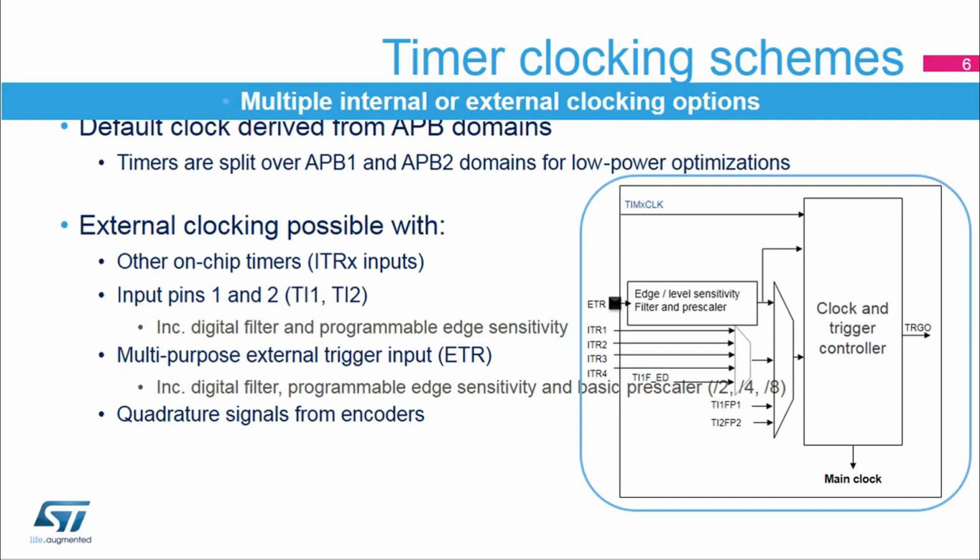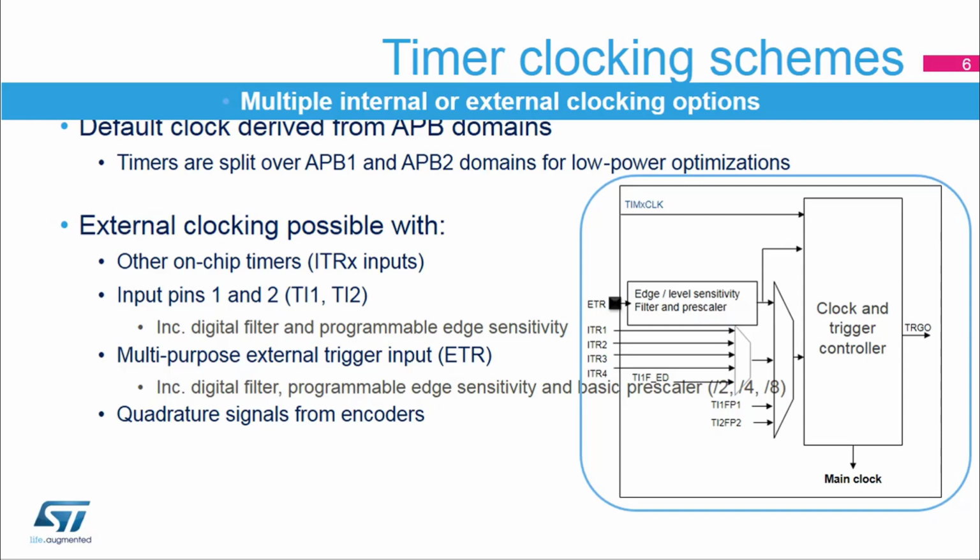External timer clocking allows counting of external events, or to have a counting period externally adjusted. The clock source can be provided by other on-chip timers, using one of the 4 internal trigger inputs, ITR1 through ITR4. The input pins 1 and 2 can also serve as external clocks, with the option of including digital filters to remove spurious events. The external trigger input ETR can be configured as an external clock with a digital filter, programmable edge sensitivity, and a first basic pre-scaler stage to reduce the frequency of incoming signals if needed.